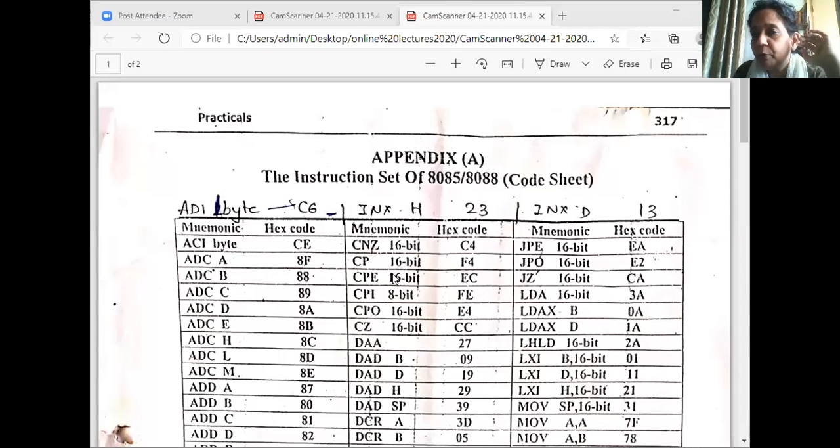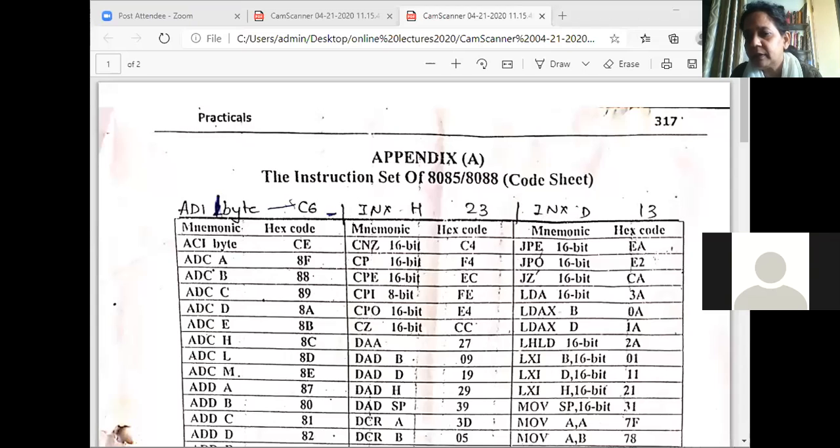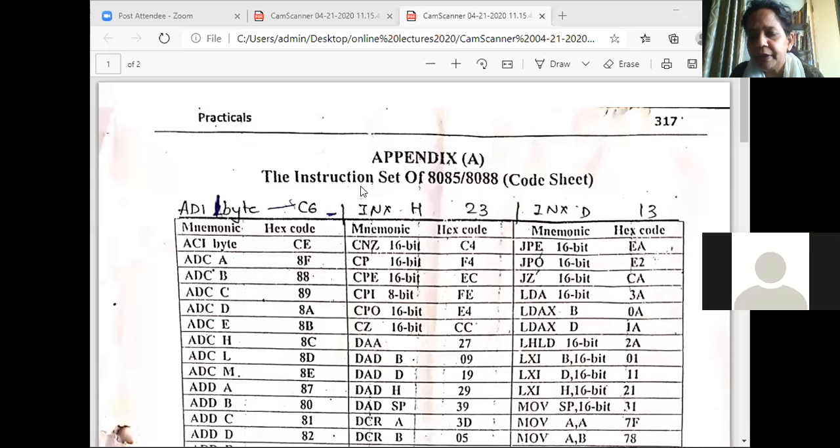If you remember 1 byte, 2 byte, 3 byte instructions, which I have told you, this is called the opcode sheet, correct? And in this case, for each instruction, each mnemonic, you will find the hex code. So my first instruction was LXI H. What is the code for LXI H in this case? If you see here, the LXI H code is nothing but 21.